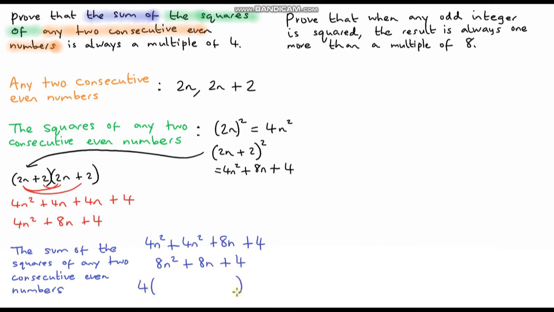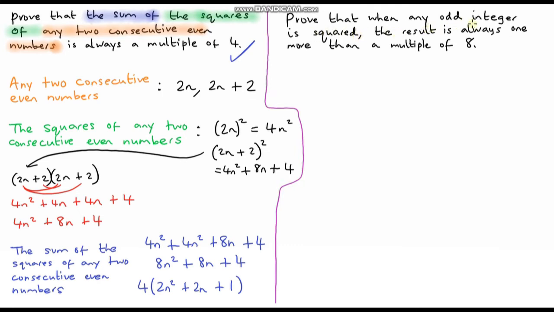So when we factor out a 4, what are we left with? Well, 8n squared divided by 4 is 2n squared. 8n divided by 4, well, that is 2n. And finally, 4 divided by 4 is 1. And we are done. This expression here is a multiple of 4 because, again, it doesn't matter what's inside our brackets. On the outside of our brackets, we have a 4. So we know that whatever we've got, we are multiplying by 4. So we are done. Okay, let's move on to the next one.